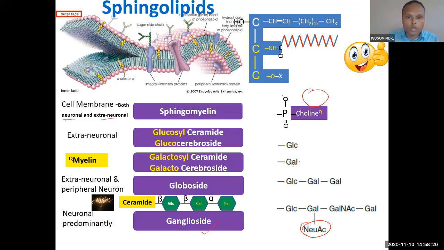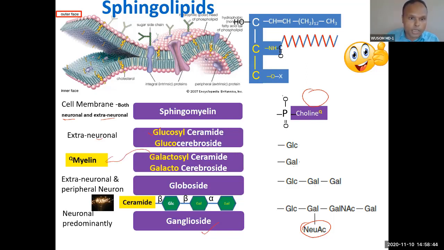For example, sphingomyelin is present everywhere, both in neuronal tissue and extraneuronal tissue. And glucose is a very common molecule, so you can correlate that way. Because glucose is a common molecule, it is not special, and that is why it is present in extraneuronal tissue. Galactose is a very special type of molecule. It is present in milk only. Milk is special.